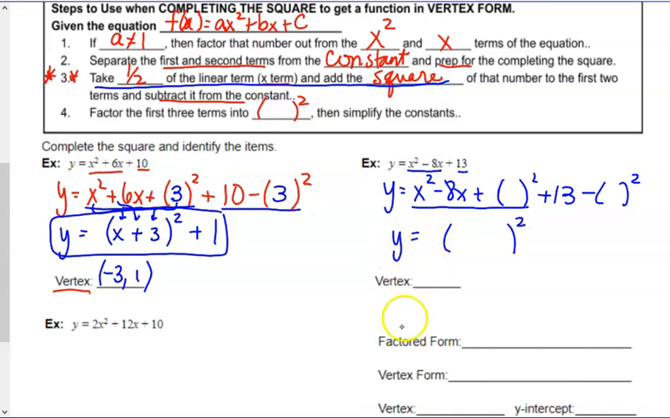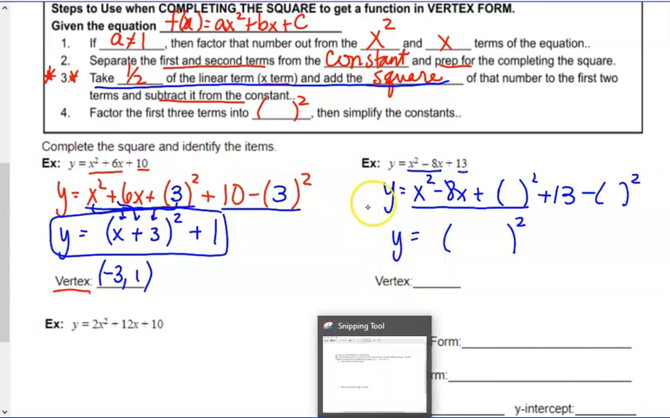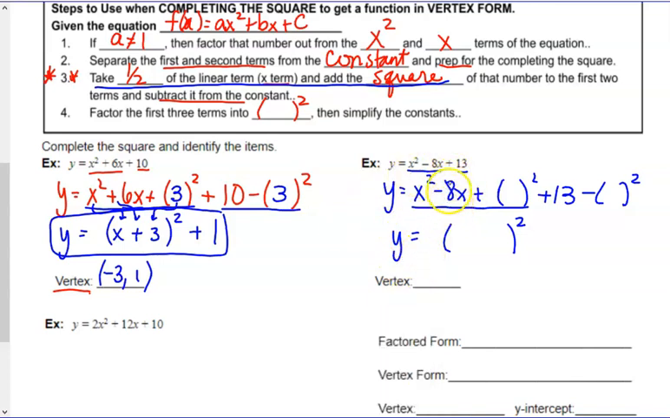Now, what goes inside that parenthesis? We have to take half of the middle term. Again, don't care about the negative because anytime you square something, it will be positive. Just look at the number. Half of 8 is 4. So that is what goes in each of those sets of parentheses. And once we do that, now this factors into this binomial squared.